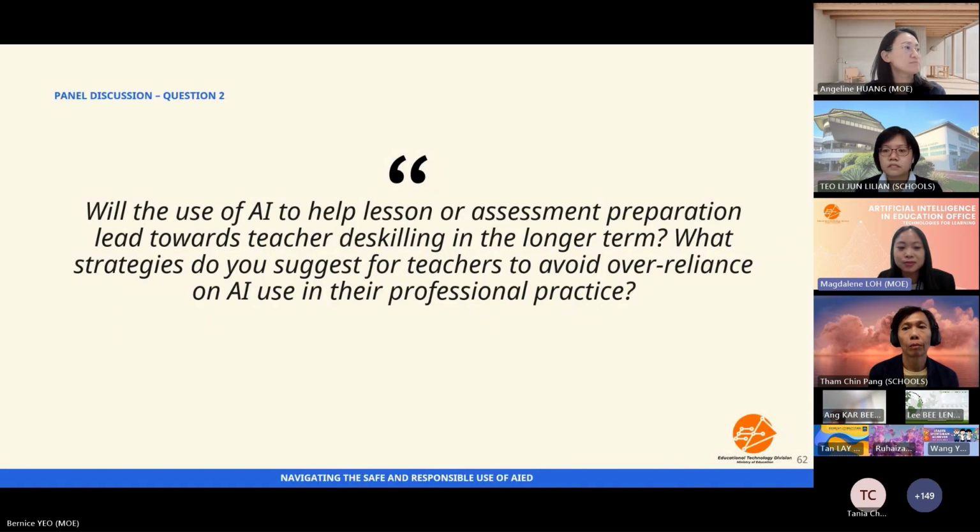The second question is whether the use of AI in lesson or assessment preparation will lead towards teacher deskilling in the longer term, and what strategies we would suggest for teachers to avoid over-reliance on AI use in their professional practice. For this, we're wondering whether our master teacher would like to start the ball rolling.